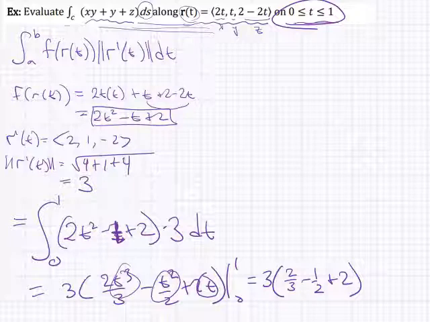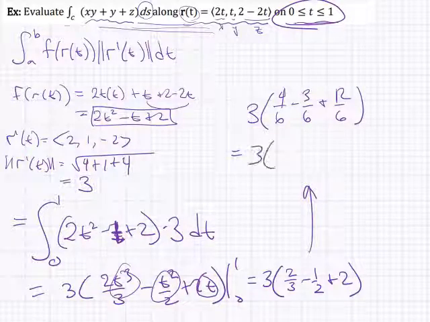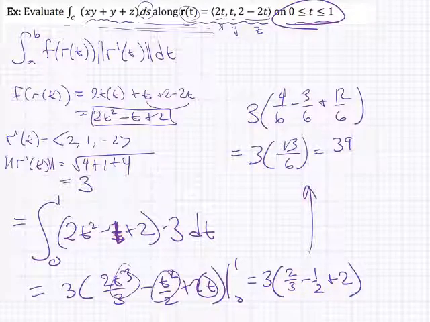So I convert to 6. I have all this space up here, so I'll do it up here. I have 3 times 4/6 minus 3/6 plus 12/6. So 3 times, what's that, 1/6, 13/6. So 39/6, so we'll simplify that. 13 halves. Okay? So there's your integral.